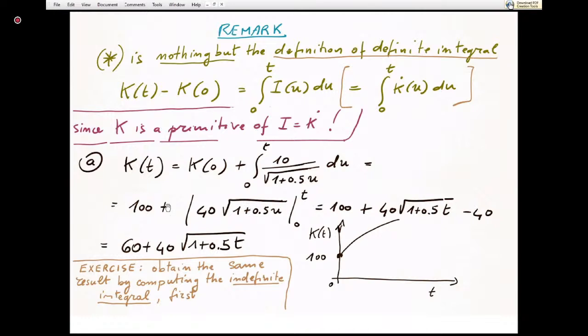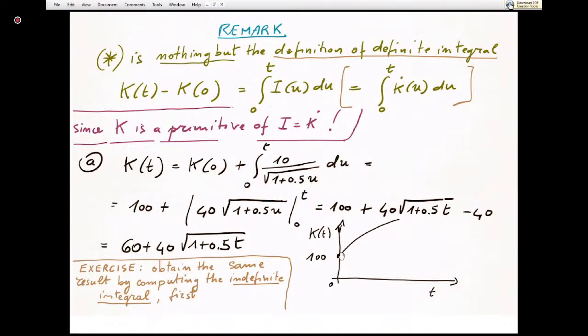Okay, so K0 is 100, and this becomes 40 times the square root of 1 plus 0.5t minus, when u is 0, it is 40. 100 minus 40, it is 60. Plus 40 times the square root of 1 plus 0.5t. And as an exercise, you can obtain the same result with a naive method. Compute the indefinite integral first, and then impose an initial value for the variable and specify the arbitrary constant.